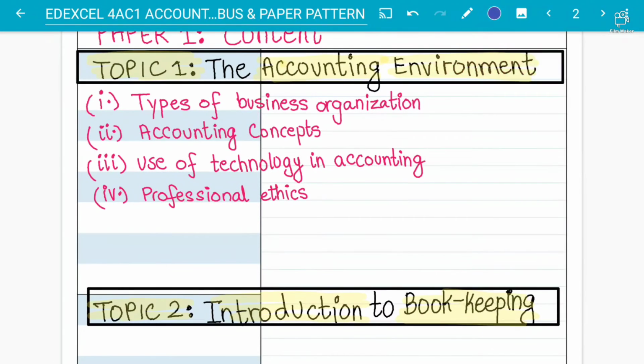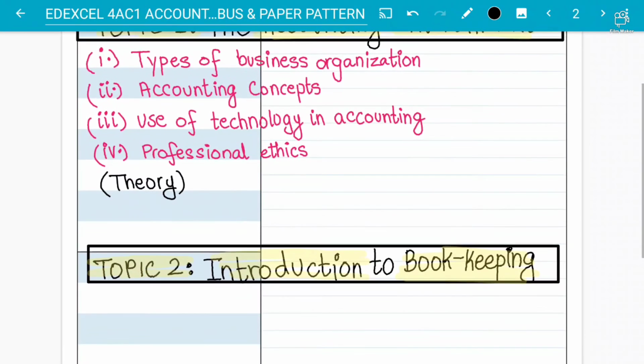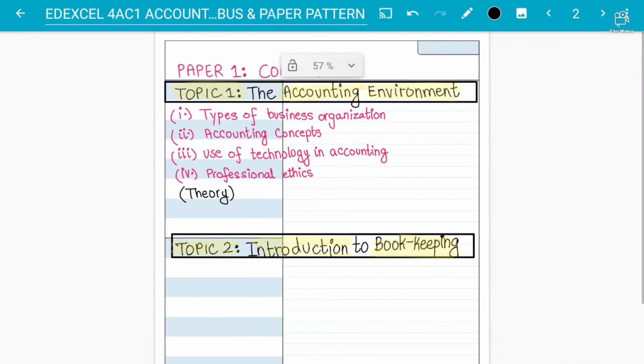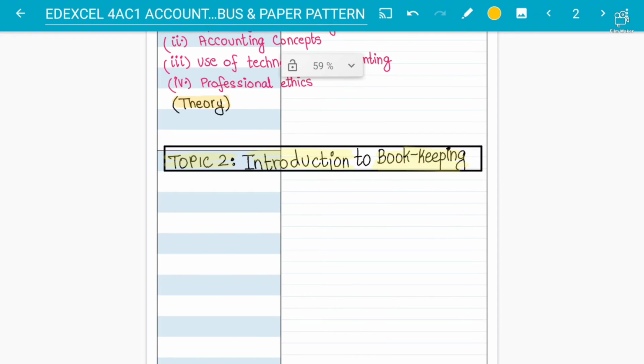Okay, so you can write it down as well. Mostly it is the theoretical part here, that theory being tested in paper number 1 from topic number 1. Paper number 1 includes topic number 1. Next we move on to topic number 2 as well.